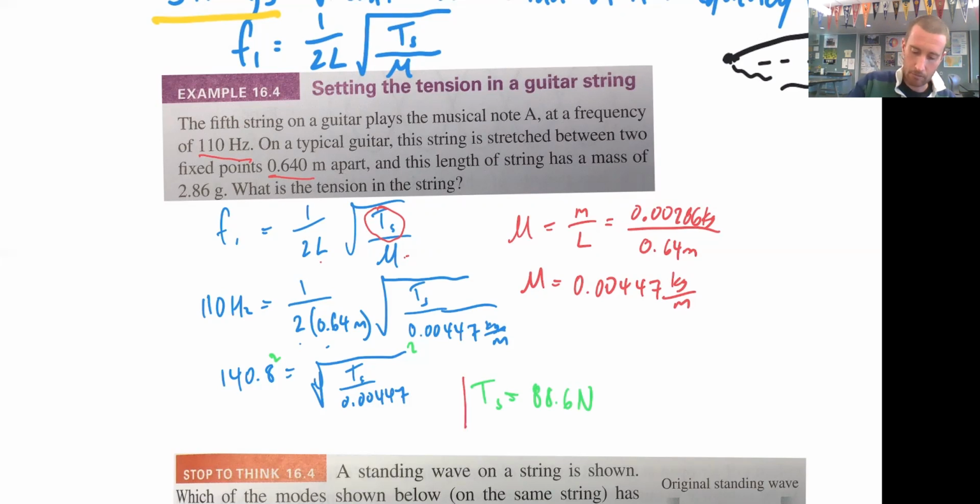And that seems like a reasonable value. That's what, 40 pounds? No, 20 pounds, sorry. About 20 pounds of tension. So that seems about right.